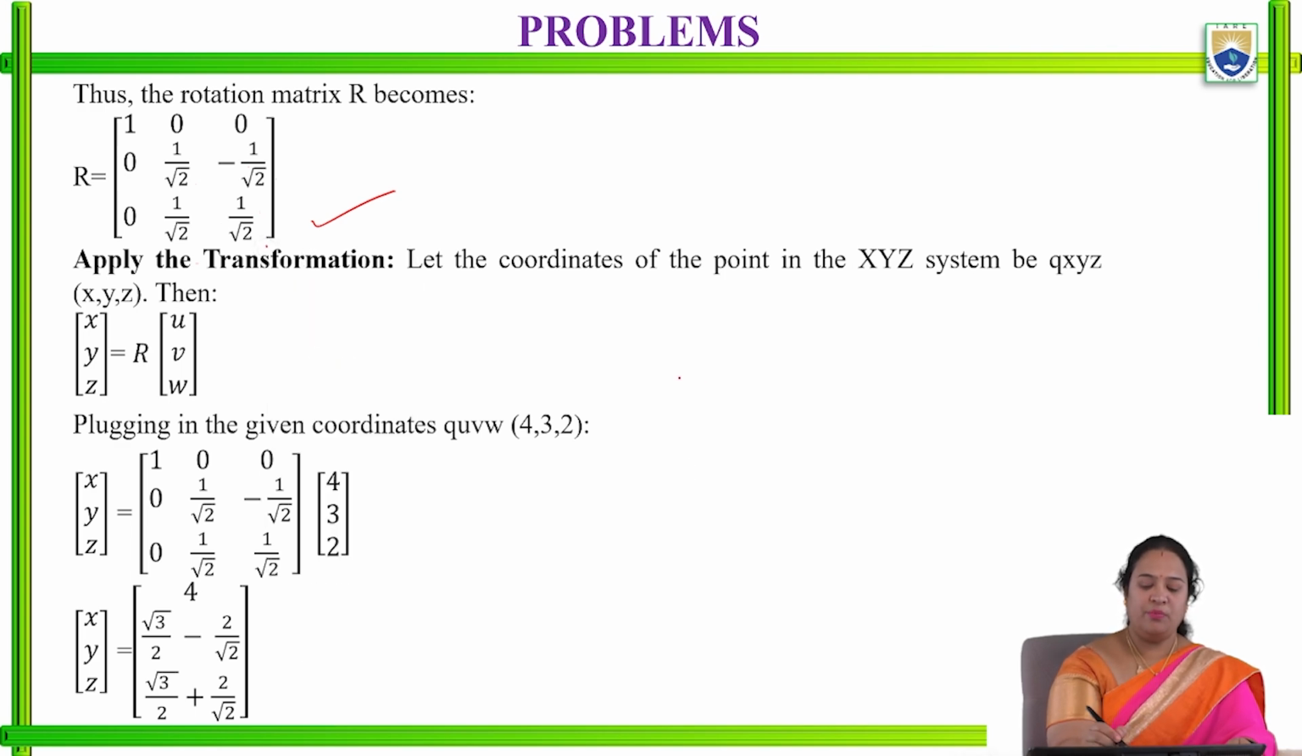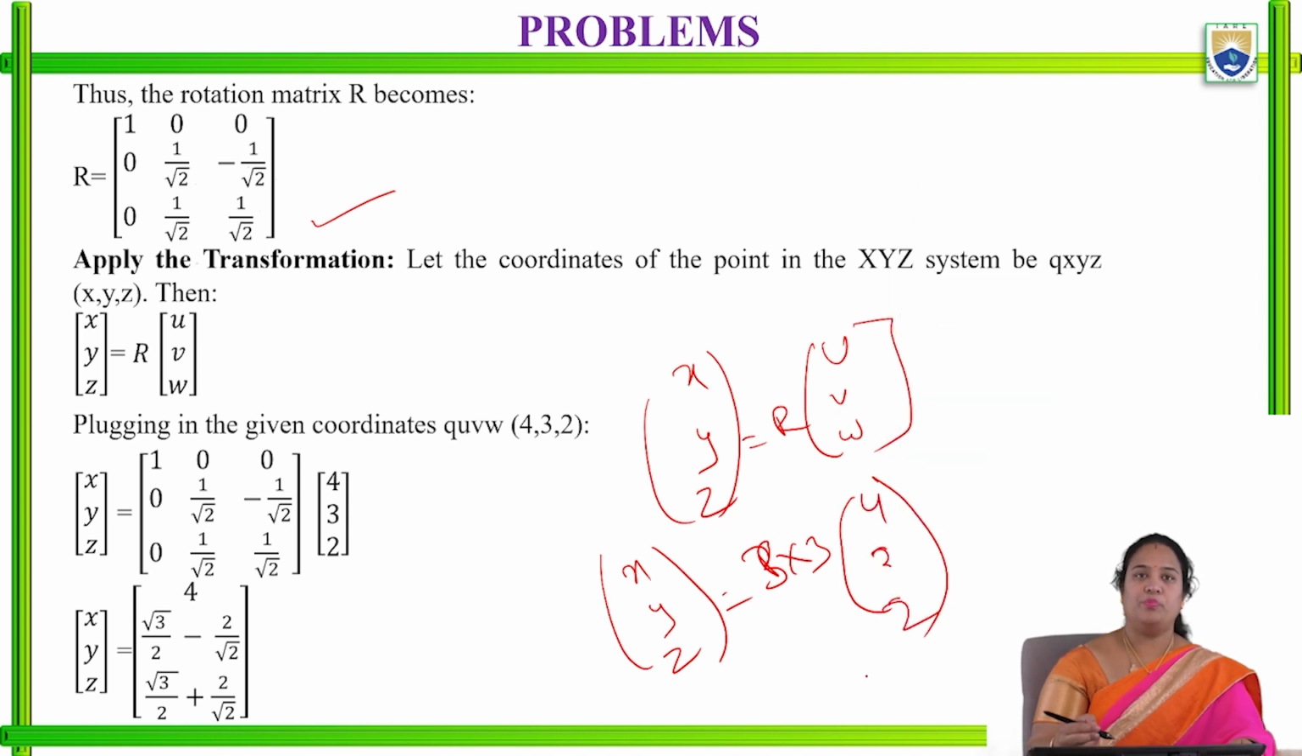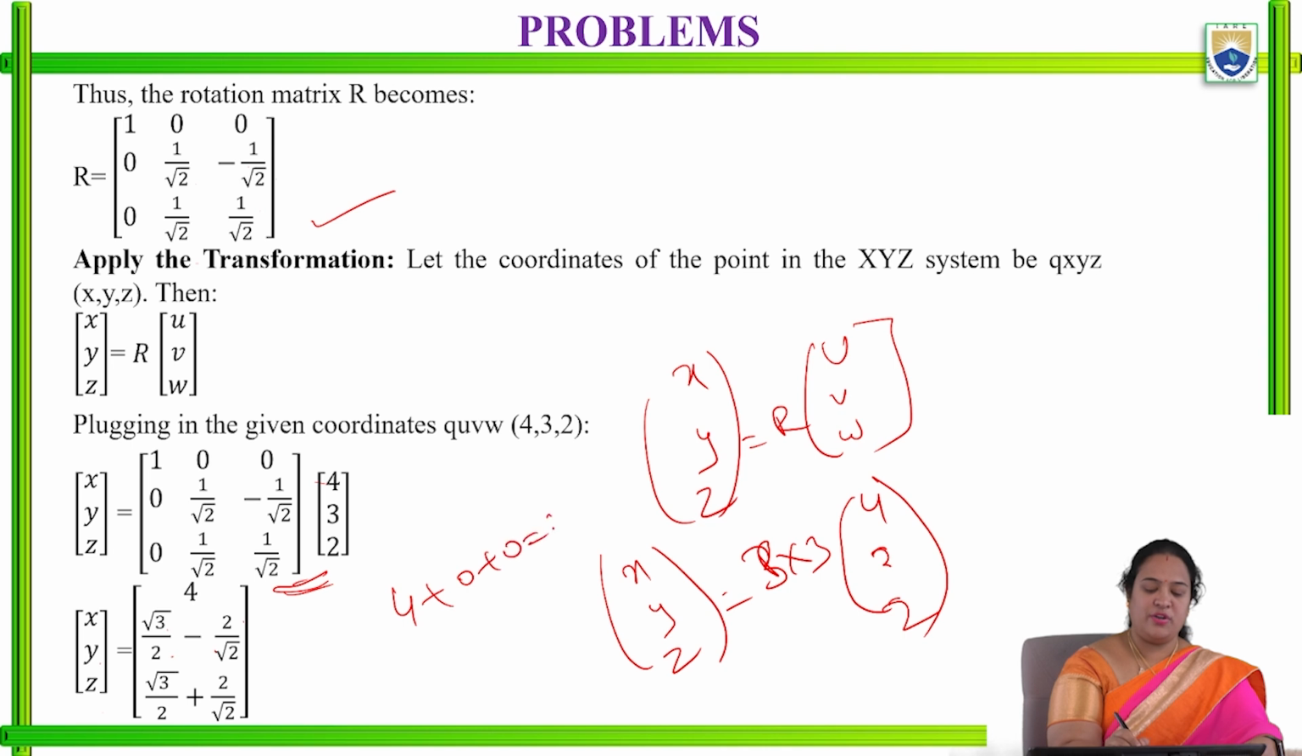As we already know, the coordinates x, y, z is equal to R of u, v and w. So x, y, z is equal to the R value, which is a 3 by 3 matrix, and u, v, w we already have, that is 4, 3 and 2. So when we multiply these two matrices, what we are getting: the first is 4 into 1, 4 plus 0 plus 0, which we are getting as 4.